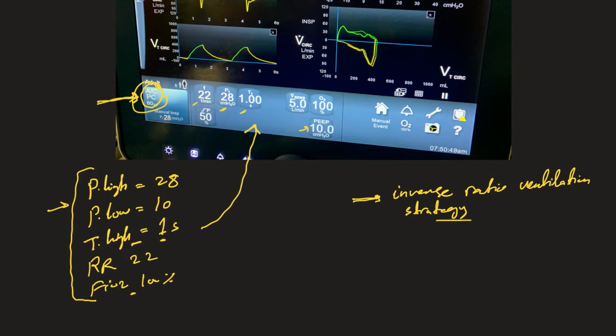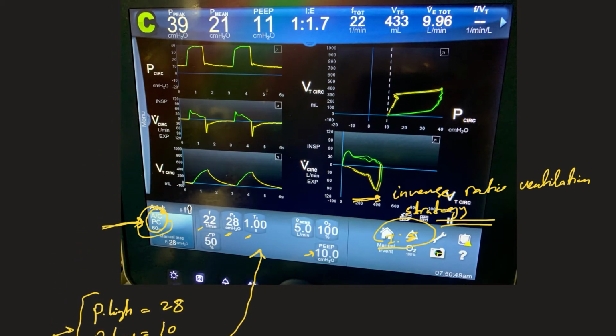And what I mean by inverse ratio ventilation is simply inversing the IE ratio, which usually in conventional type, if I bring this here, you see that the expiration is bigger than inspiration. So simply we want to inverse this. We want to reverse it, make inspiration longer. Why do we want the inspiration to be longer?